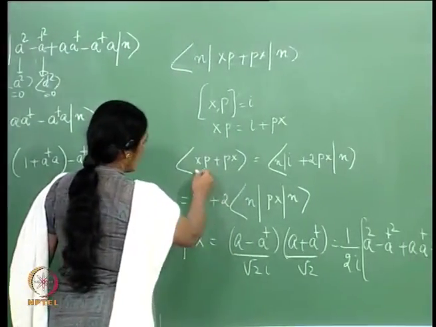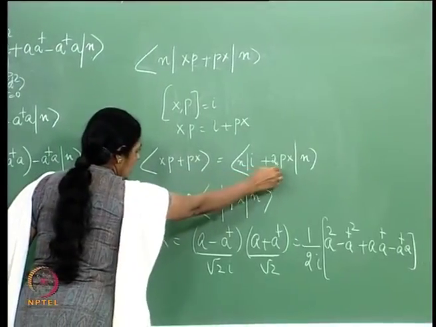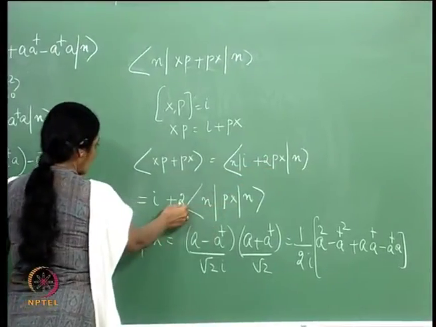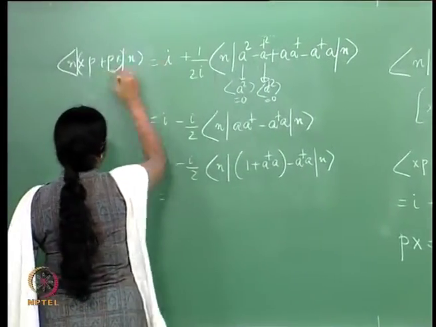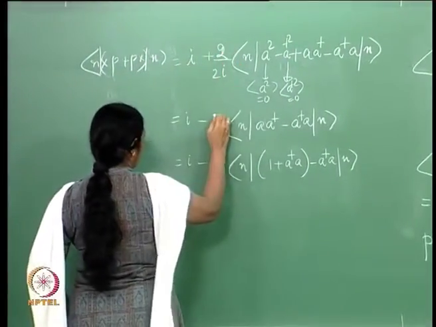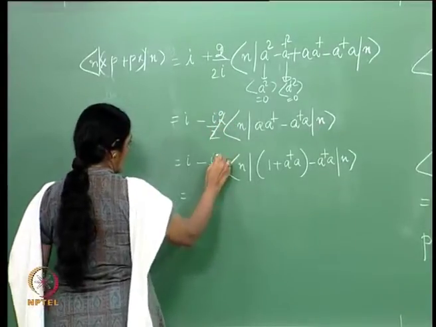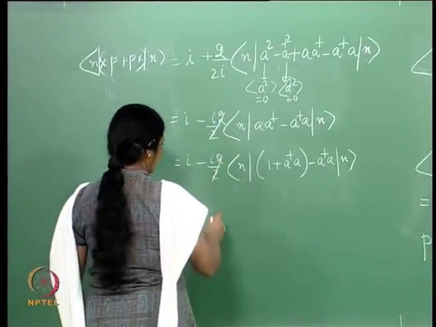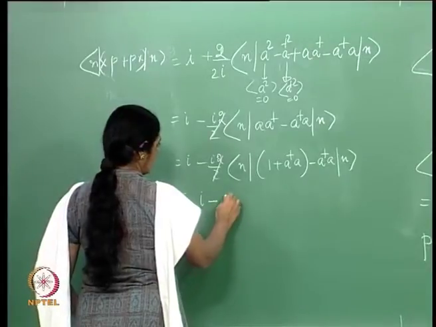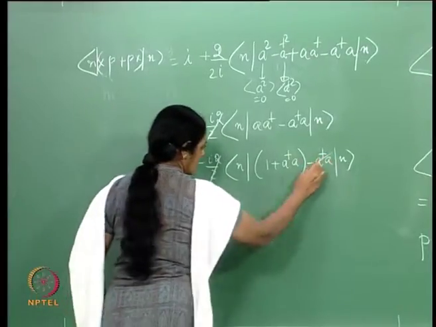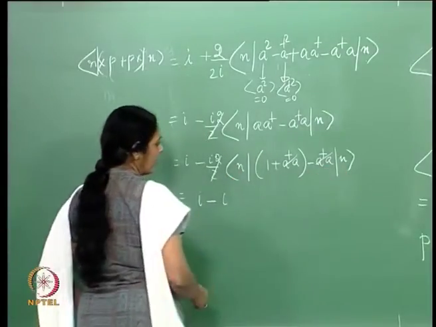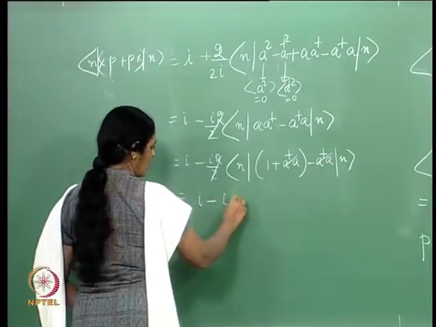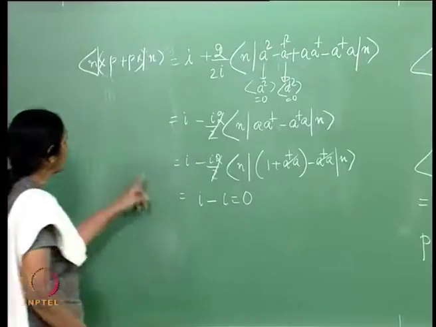I have xp plus px, and this gave me a 2 px. So, there was already a 2 outside, and therefore, I need to put in xp plus px, I need to put a 2 there. So, the 2's cancel and I am left with I minus I, because the inner product of n with n, bra n with ket n is 1, and therefore, the answer is 0.